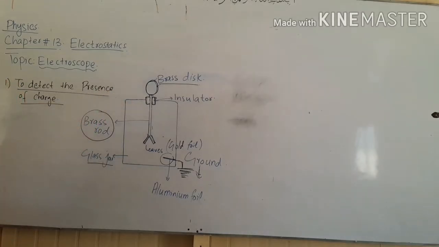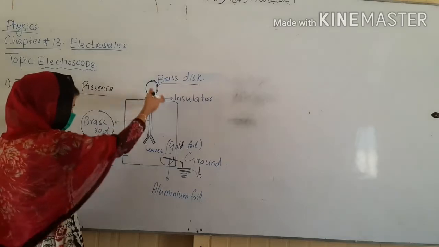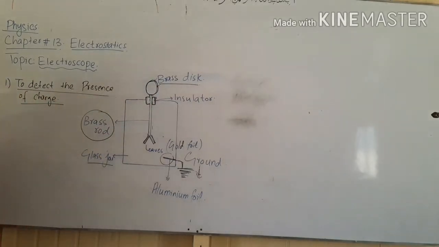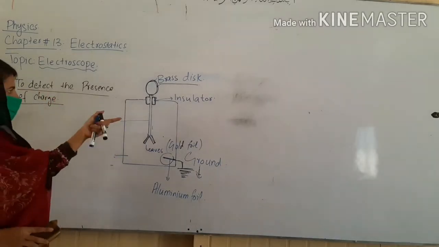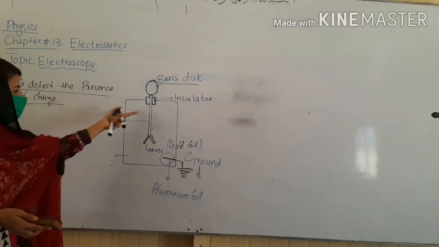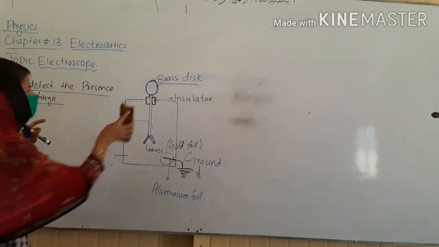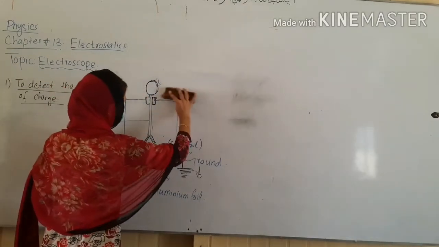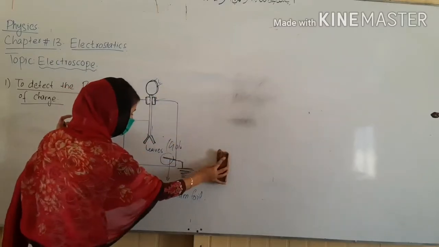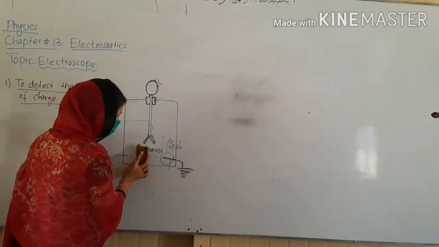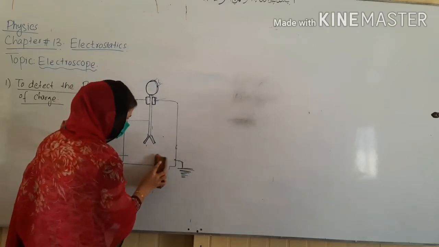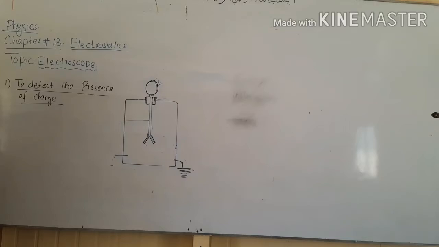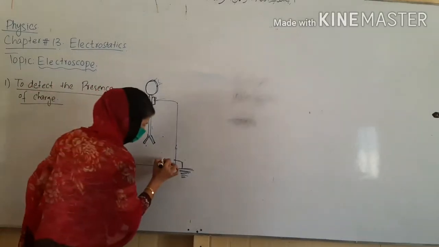Is it clear, beta? First of all, this is the electroscope. मैं simple इसको रख लेती हूँ. Whenever you explain the uses, there is no need to construct the diagram with labeling. You just construct the diagram in a simple way. There is no need of labeling. But when you explain the construction, there should be labeling. A labeled diagram should be mentioned. In this case, labeling is not required.